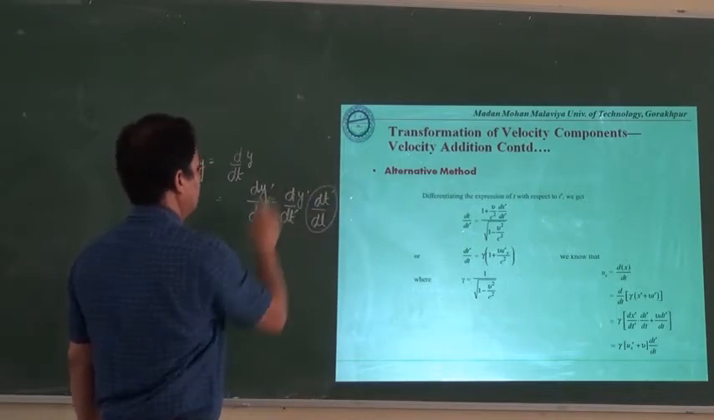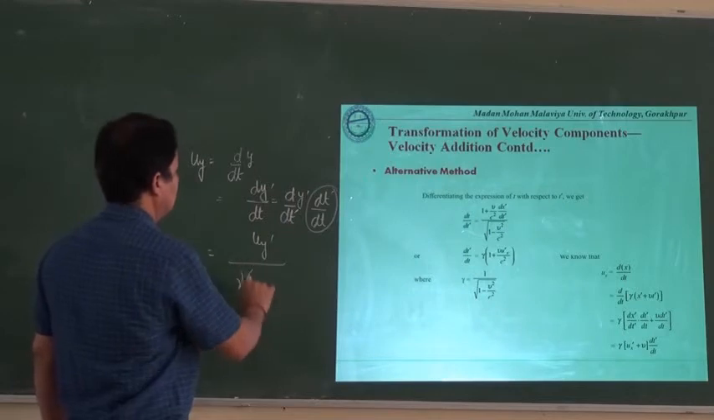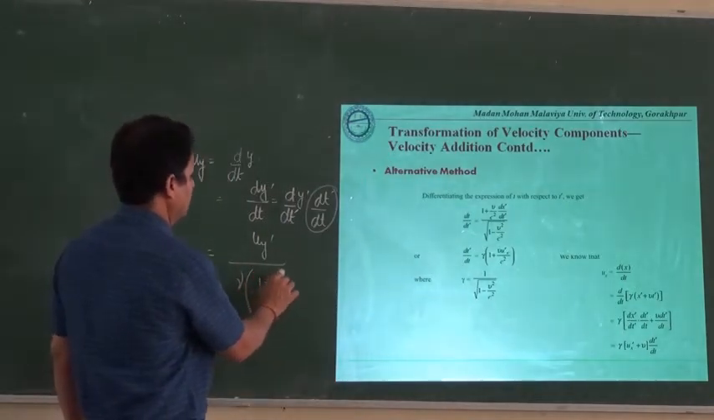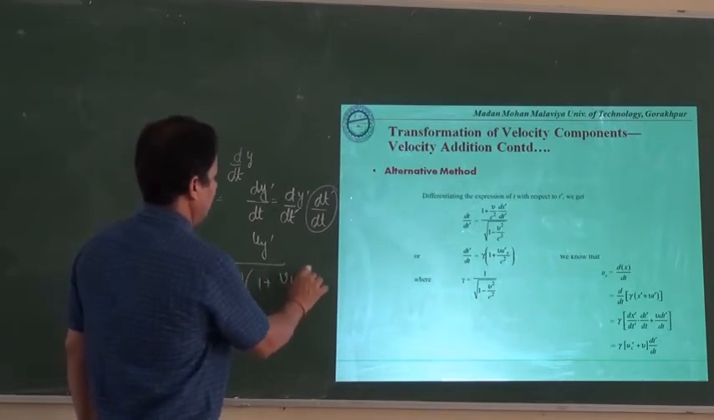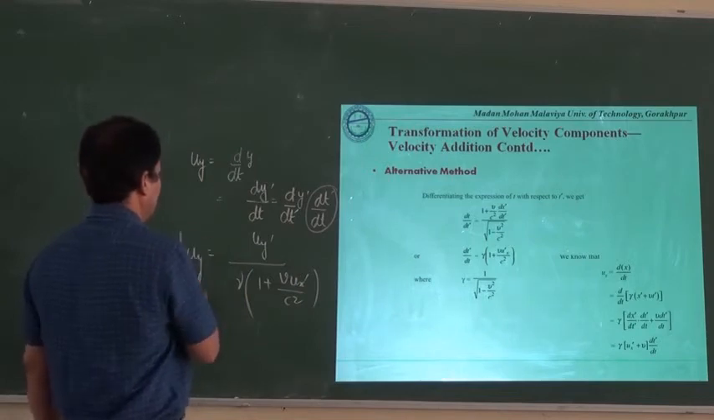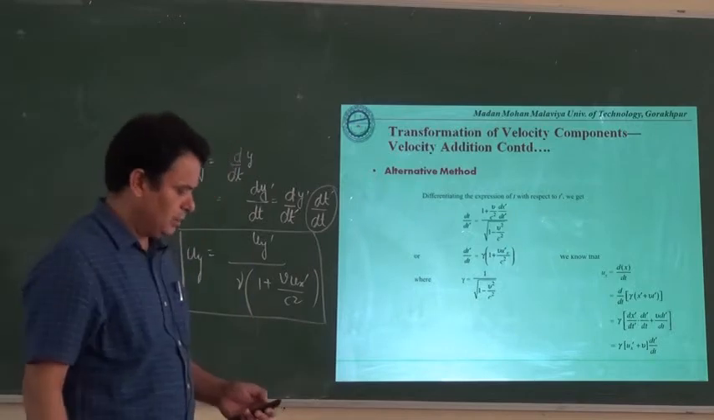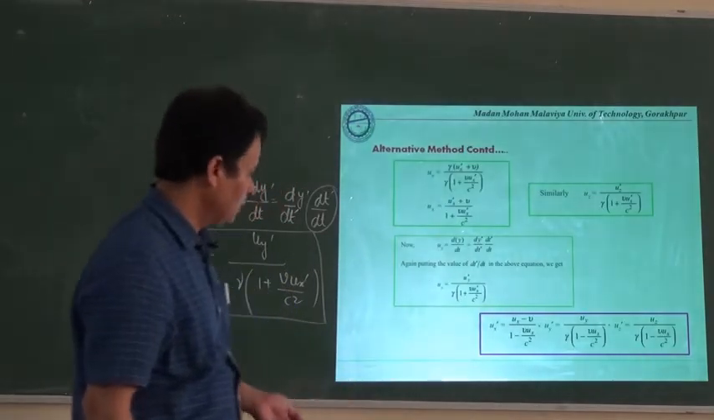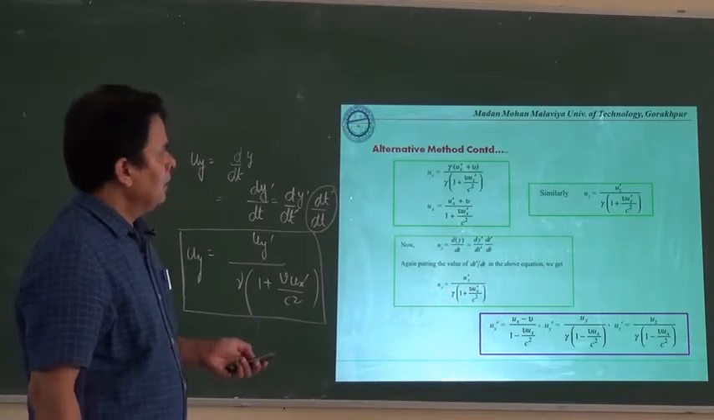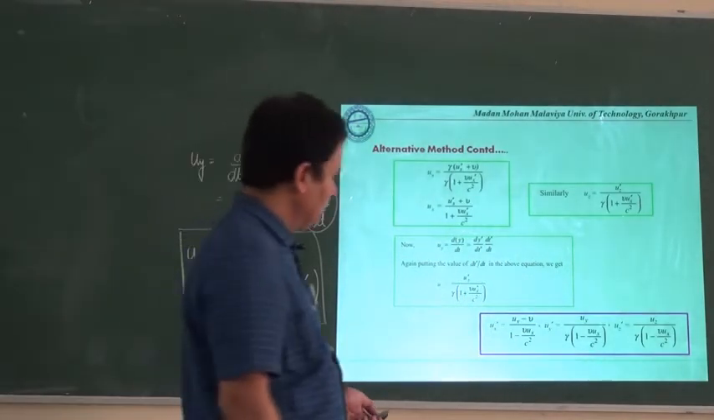By putting the value of this one again, you will have uy dash upon gamma times the quantity we have already computed, that is 1 plus v ux dash upon c square. This is the transformation of the y component. Similarly, we can write the z component, as shown here in this expression. This is corresponding to the y component, and this is corresponding to the z component. So this is an alternative method for that.